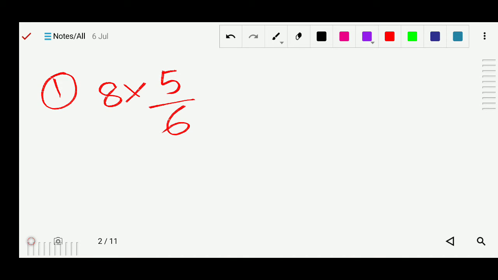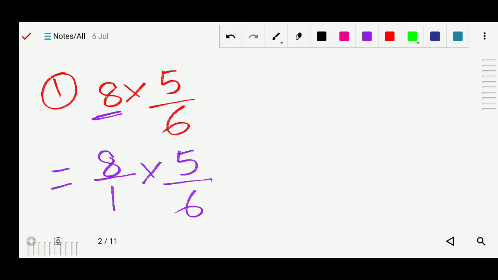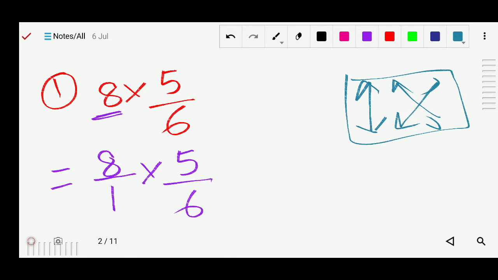First of all, as we studied in the chapter on subtraction, we can write 8 as 8 by 1, because if you divide or multiply any number by 1, there is no change; the number remains the same. So we write 8 by 1, and now 5 by 6. In multiplication, we can divide vertically or crosswise, between the numerator and denominator of the others. So here also we can divide.